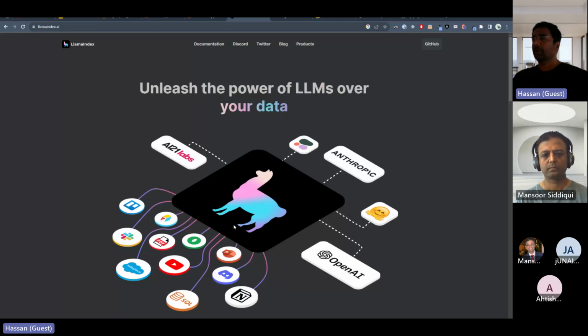So using Llama Index, you can take your MongoDB, some PDF documents, your Slack chats, maybe your Confluence pages or PowerPoints, and connect them all together, build an index that Llama Index can search over, and then hand it over to your large language model.